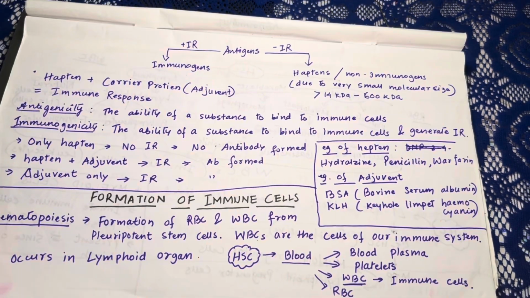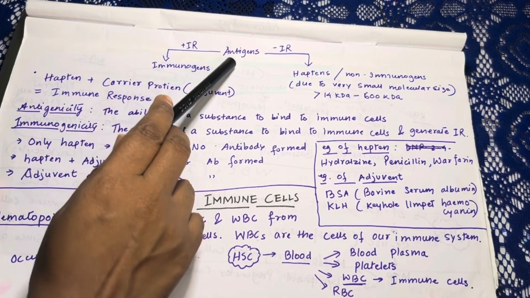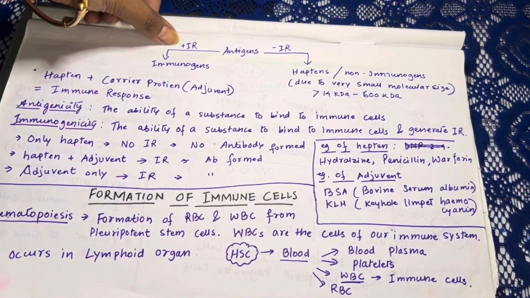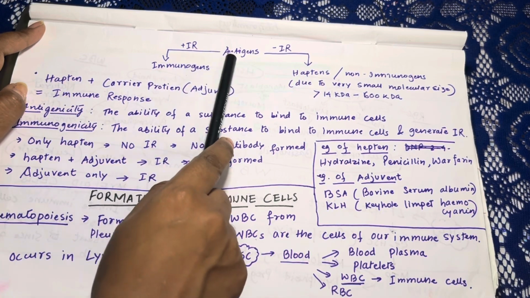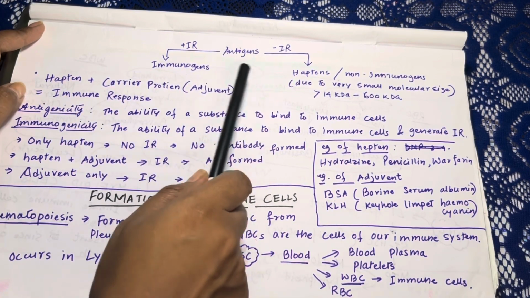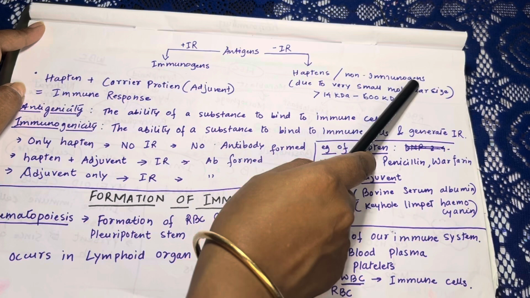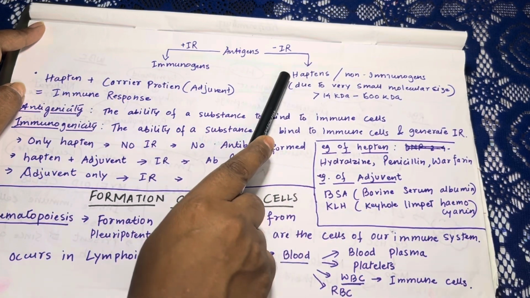So here is another explanation. If an antigen can trigger an immune response, then it will be called an immunogen. If antigens cannot trigger an immune response, then they will be called non-immunogens, or you can call it hapten.